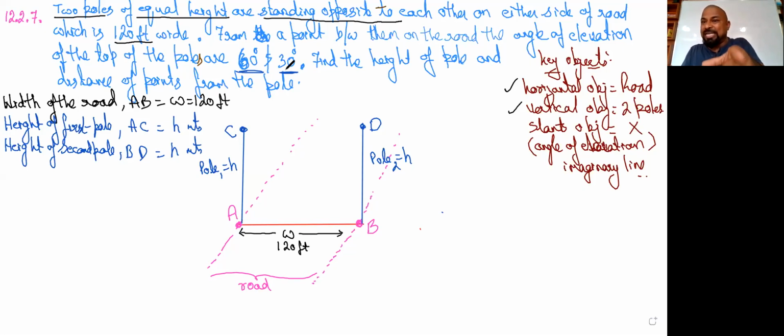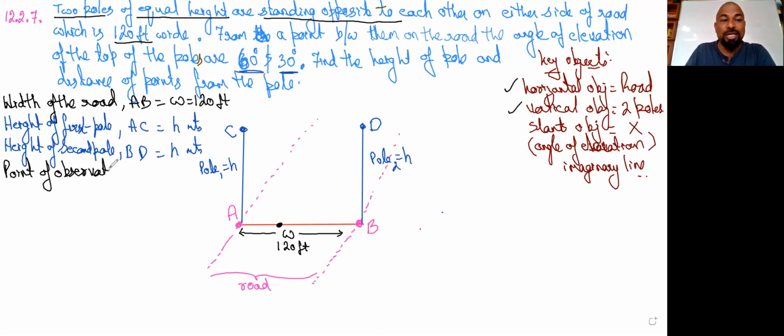So towards 60 degrees, it is going towards the first pole. If the angle is more, distance should be less. So logically, what shall we plan? Let's keep the point close to pole 1, because it is 60 degrees there. If the angle is more, distance should be less. Therefore, I'm keeping the point somewhere close to pole 1. So let's label it: point of observation.